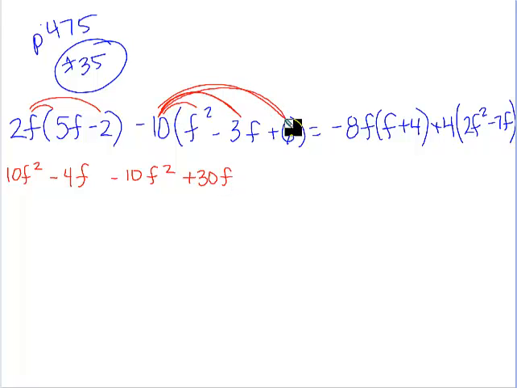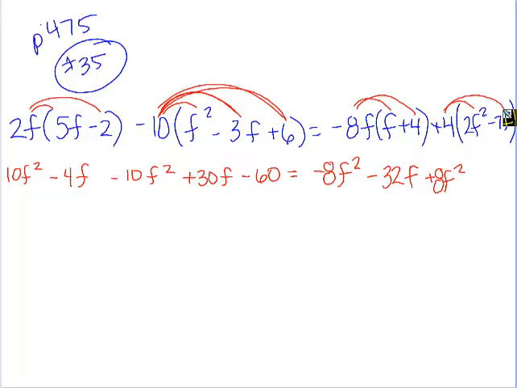And then minus 10 to the plus 6. Minus 60 is equal to, other side of the equation, negative 8f times f. Good, negative 8f squared, negative 8f times 4 minus 32f. Next parentheses, distribute that: 4 times 2f squared plus 8f squared and 4 times minus 7f minus 28f.